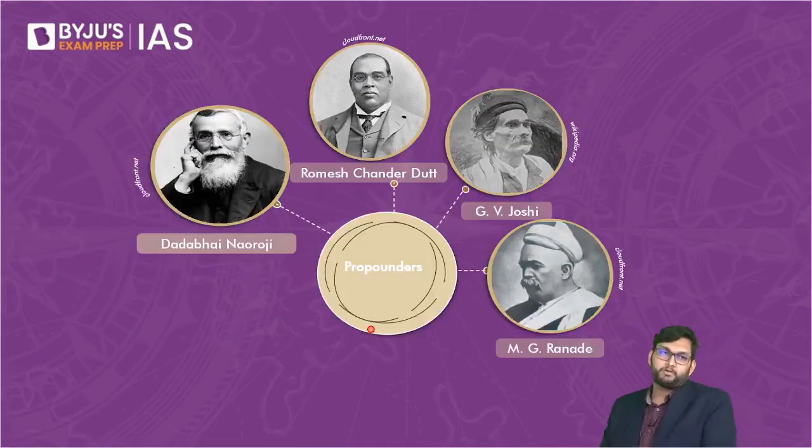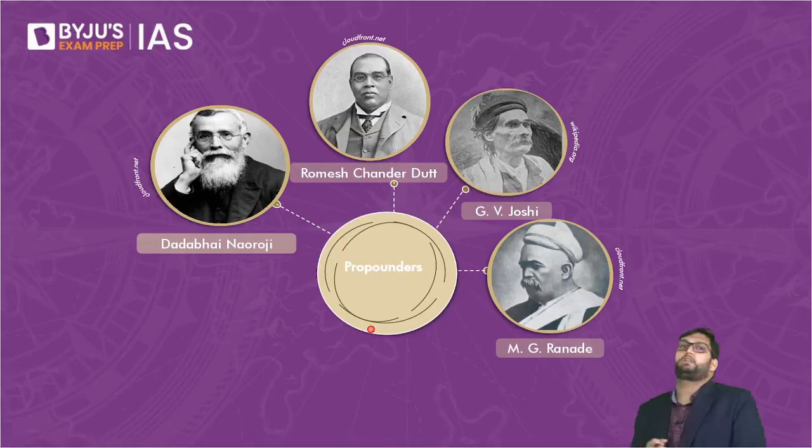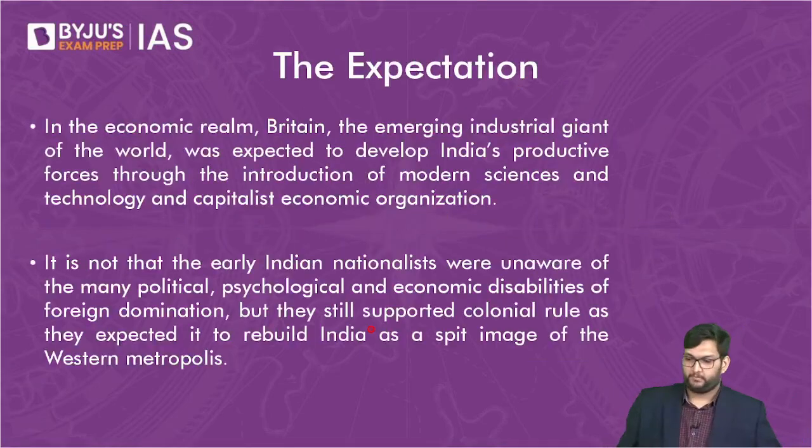when we talk about economic nationalists, the people who come to our mind are these four: Dadabhai Naoroji, R.C. Dutt, G.V. Joshi and M.G. Ranade. Together, they broke the back of the British in such a way that thereafter it never became possible for the British to actually justify their rule in India.